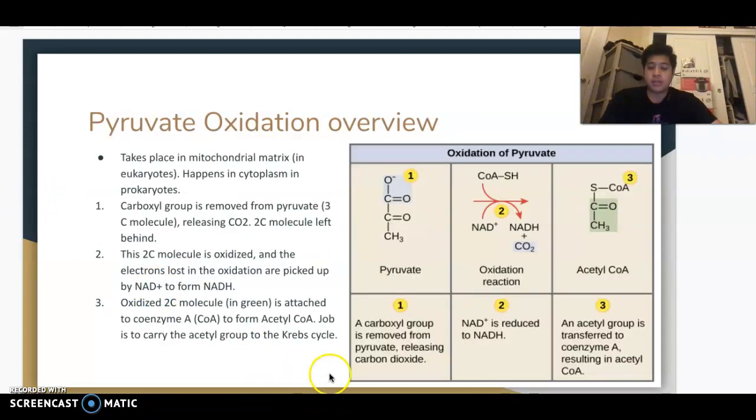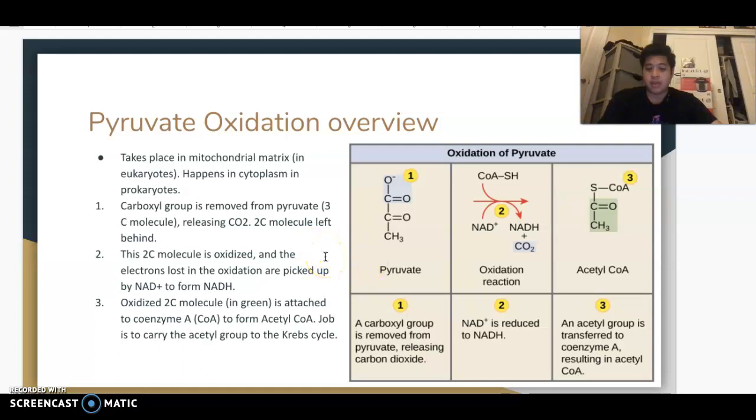So what is pyruvate oxidation? First, it takes place in the mitochondrial matrix in eukaryotes and happens in the cytoplasm in prokaryotes. It consists of 3 major steps listed here. In the first step, a carboxyl group is removed from pyruvate, which is a 3-carbon molecule, as seen here, and it releases carbon dioxide. The 2-carbon molecule is left behind.